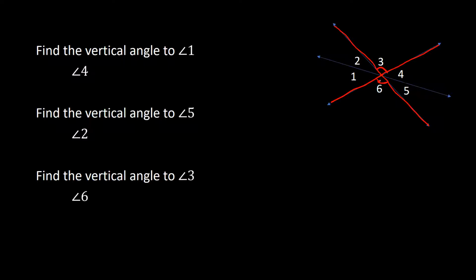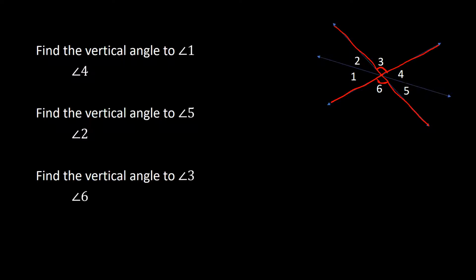Now a fact with vertical angles is that vertical angles are going to be congruent. Now a fact about vertical angles is that the vertical angles will always be the same measure. So for example, if angle 3 were 100 degrees, then angle 6, the vertical angle, would also be 100 degrees.